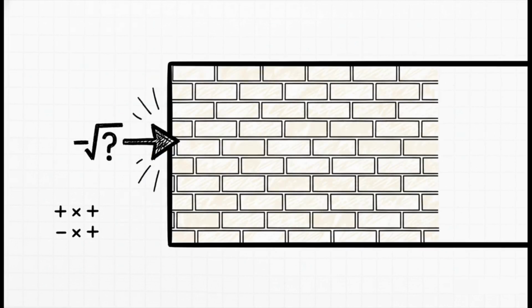And this is the wall we all hit. We're taught from day one, you can't take the square root of a negative number. And it makes sense, right? A positive number times itself is positive. A negative number times itself is also positive. So there's just no real number you can square to get a negative. Game over. Or so we thought.